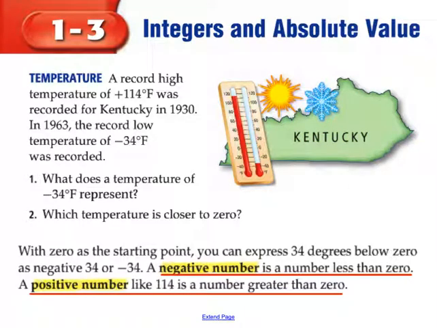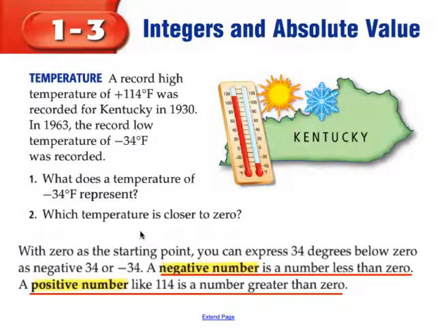Welcome back. In this lesson, we are going to talk about integers and absolute values. And we're going to start off with an example of temperature. When we're recording temperatures, we might record things like a record high of 114 degrees Fahrenheit or maybe a record low of minus 34 degrees Fahrenheit.